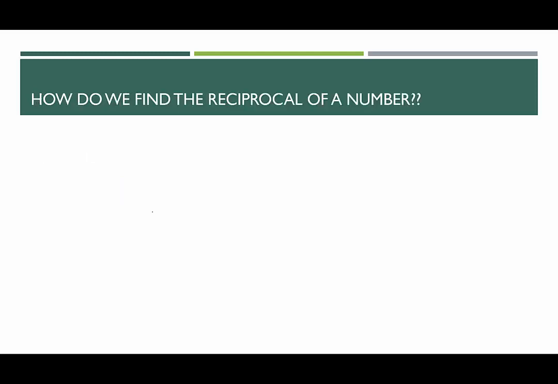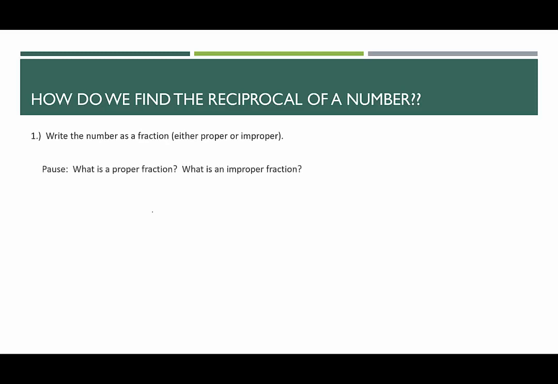Okay, cool. How do we find the reciprocal of a number? We want to write the number as a fraction, either proper or improper. Wait, hold up. What's a proper fraction? What's an improper fraction? A proper fraction, so let's say the fraction we're dealing with is a over b, means that the value of the numerator is smaller than the value of the denominator. So we would say a is less than b.